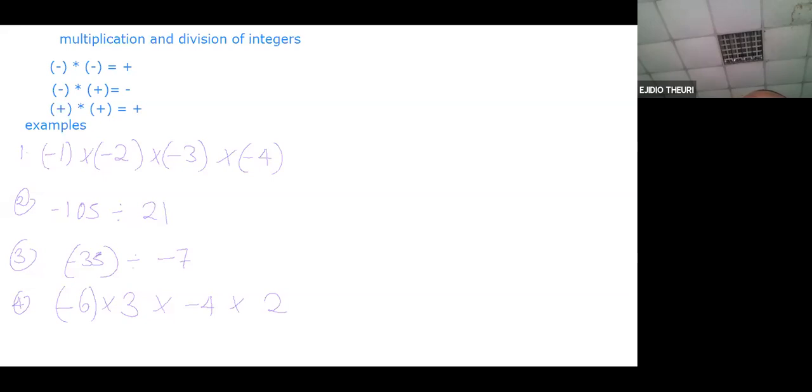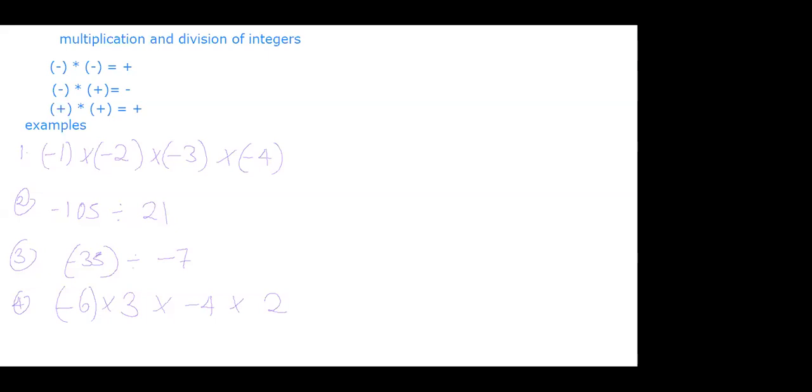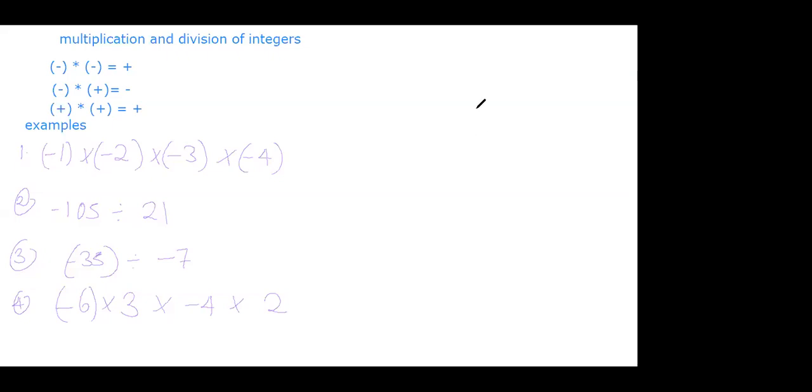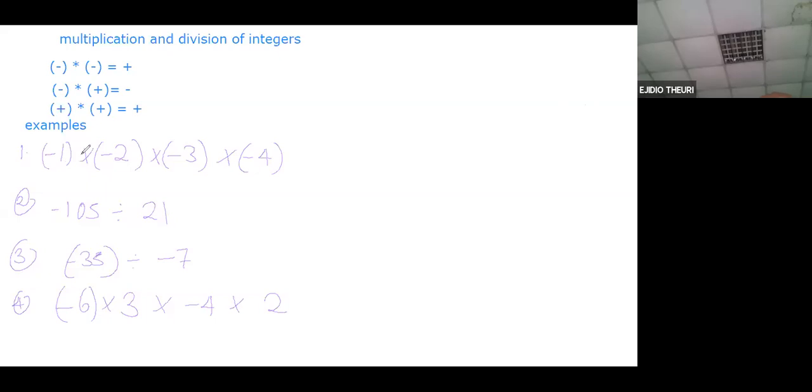Let me work with Victor Kinyanjui. Positive 24. Victor, raise up your voice. Positive 24. Let's start with the minus 1 times, we are starting from this point. Minus 1 times minus 2 is 2. 2 times minus 3 is minus 6. Minus 6 times minus 4 is positive 24.